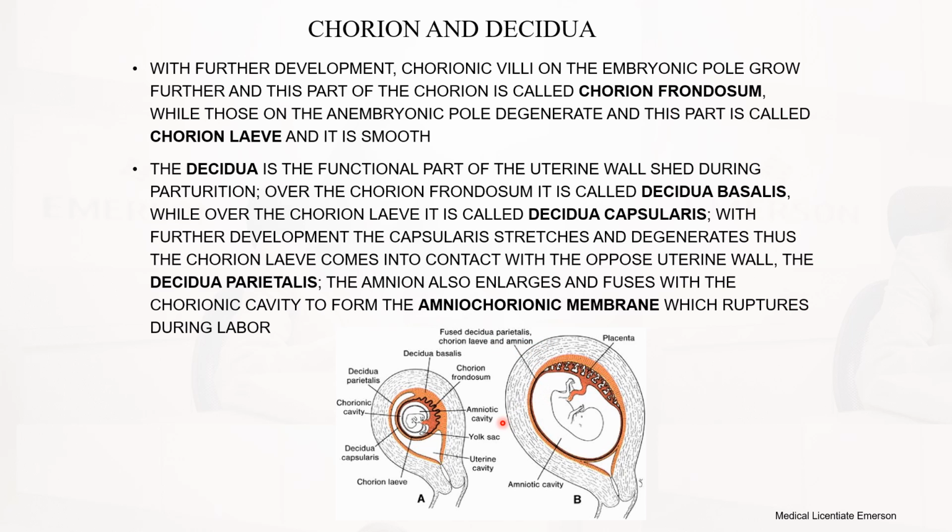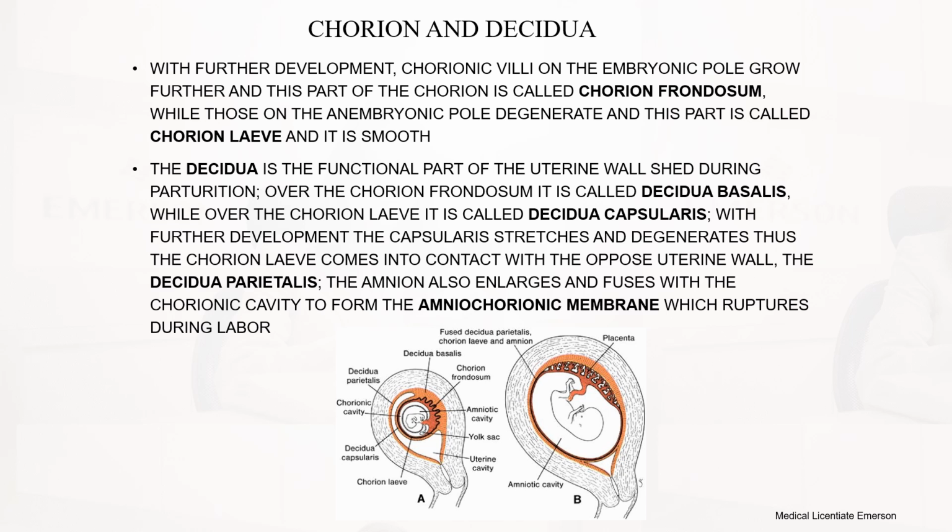So the amnion is going to continue to enlarge and will be fusing together with the chorionic cavity to form what? What is it going to form? The amnion and the chorionic cavity are going to fuse together to form what we call the amniochorionic membrane, which ruptures during labor. Okay, that's what we are talking about.